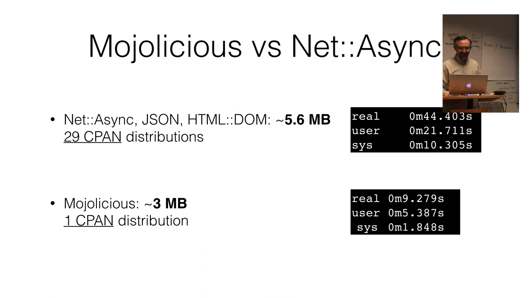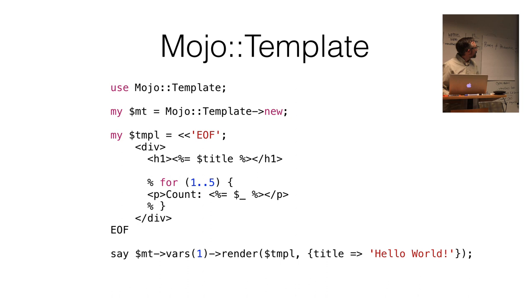Let's talk about Mojo template. Mojolicious templating system is very small, but it's very powerful. Mojolicious itself is not tied to it necessarily, but it does integrate with it. It comes as part of it, and so if you need a templating system, it's there for you to use. Let's see.